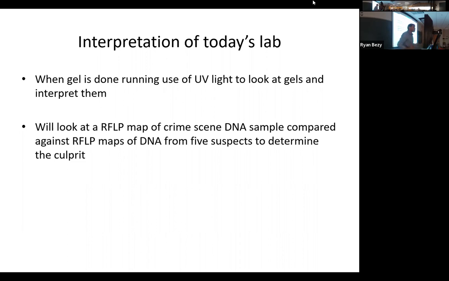And we're going to basically just generate our own miniature version of an RFLP map. What you're going to have is a particular fragment pattern for the crime scene DNA. And that particular fragment pattern or fingerprint is going to match one of your 5 suspects. Does that make sense, everybody?